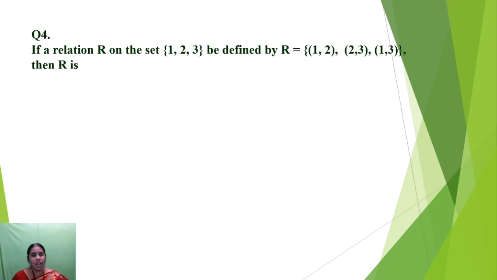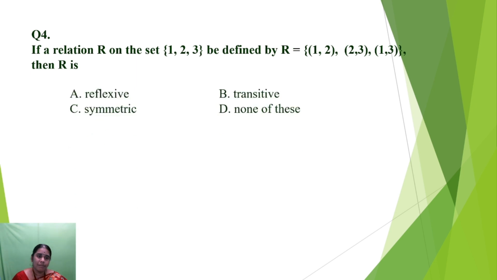If the relation R on the set {1, 2, 3} is defined by R is equal to {(1, 2), (2, 3), (1, 3)}, then R is dash. Either reflexive, or transitive, or symmetric, or none of these. We have to find the answer. For this we have to know the definition of reflexive. What is reflexive? A related to A means reflexive. 1 related to 1, there is no such relation. So this is not reflexive.